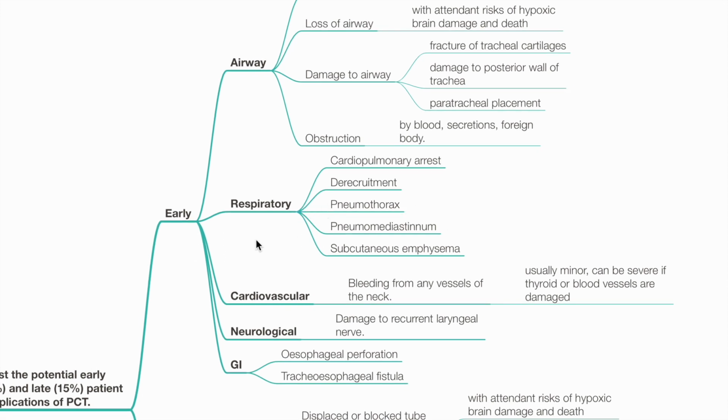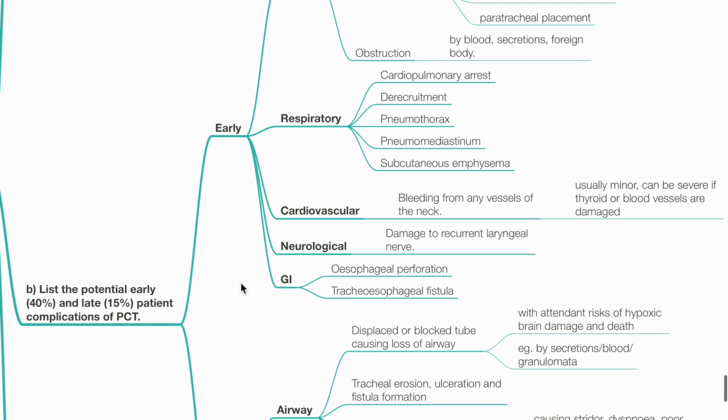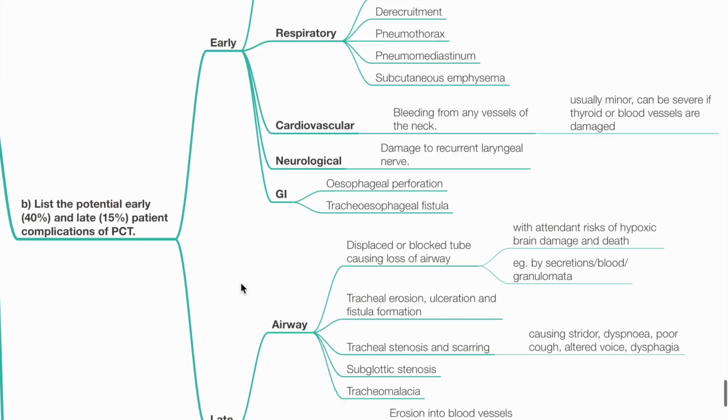Respiratory complications include cardiopulmonary arrest, derecruitment, pneumothorax, pneumomediastinum, and subcutaneous emphysema. CVS side effects include bleeding from any vessels of the neck. Neurological complications include damage to recurrent laryngeal nerve. GI complications: esophageal perforation and tracheoesophageal fistula.